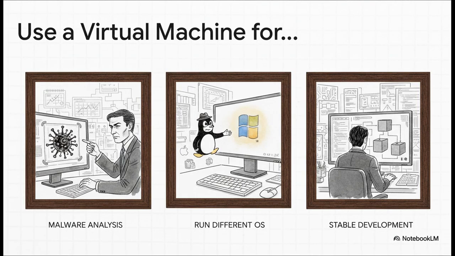You're going to want a virtual machine when you need something permanent. If you need to watch how a piece of malware behaves over several days, or you want to install and really live in a different operating system like Linux, you need the persistence of a VM. It's for those long-term projects that need a stable, unchanging setup.